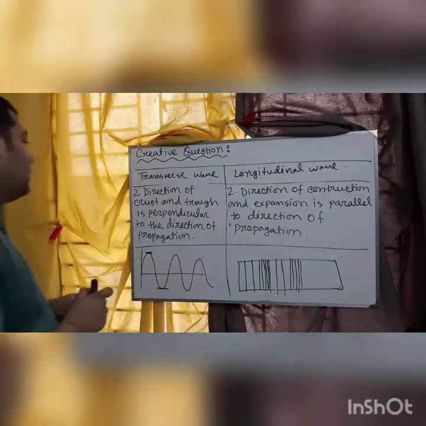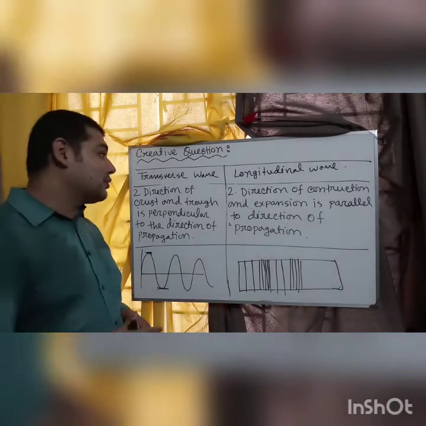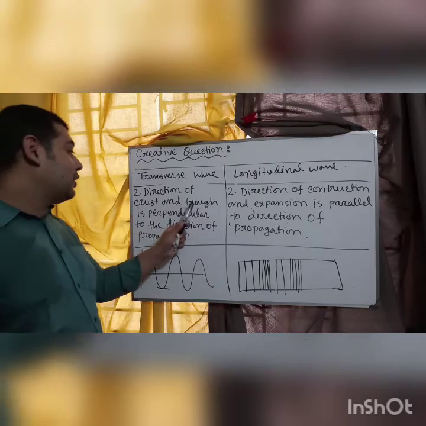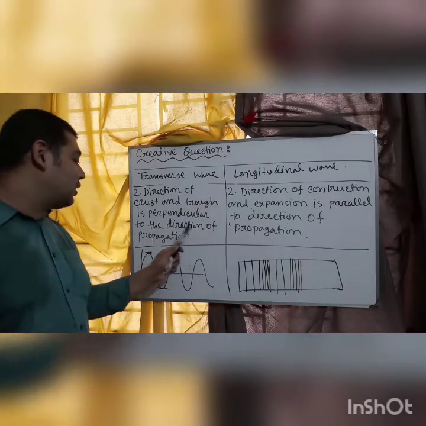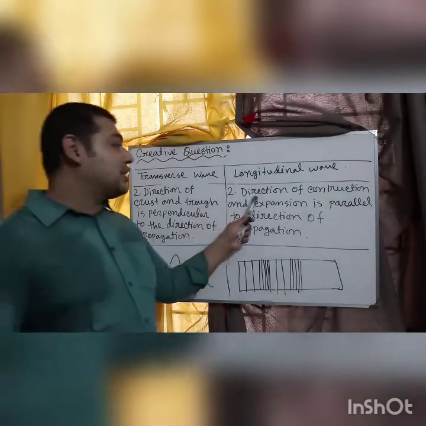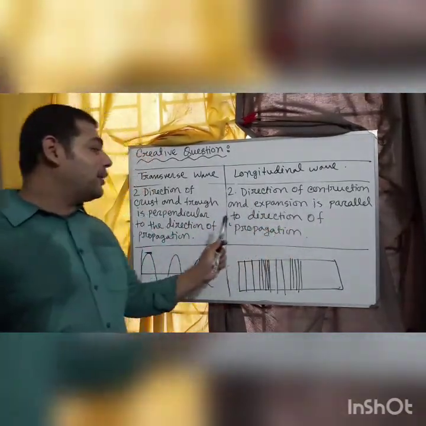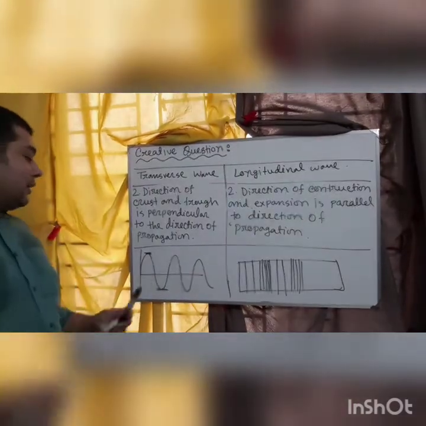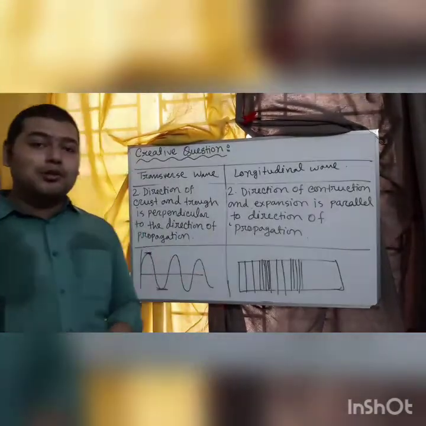Okay, here the distinction between transverse wave and longitudinal wave is: in a transverse wave, the direction of crest and trough is perpendicular to the direction of propagation. Here, the direction of contraction and expansion is parallel to the direction of propagation. Okay, here this is our transverse wave and this is our longitudinal wave.